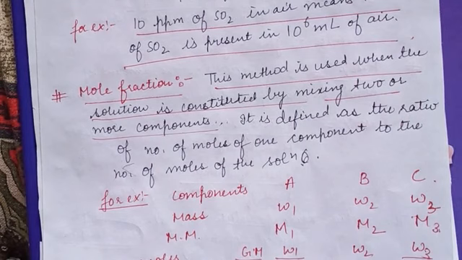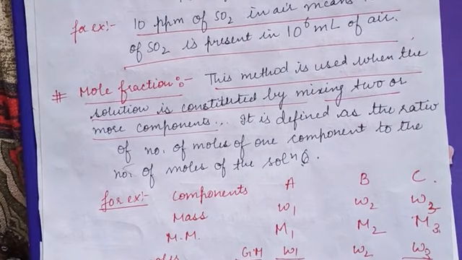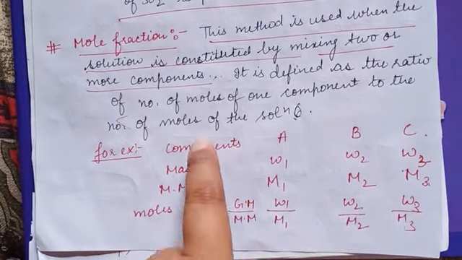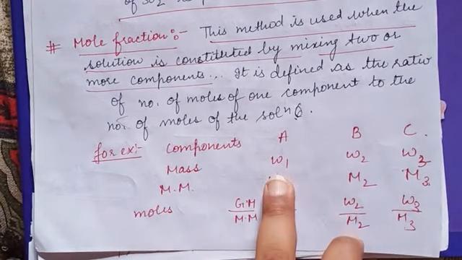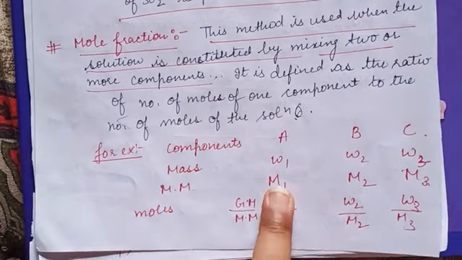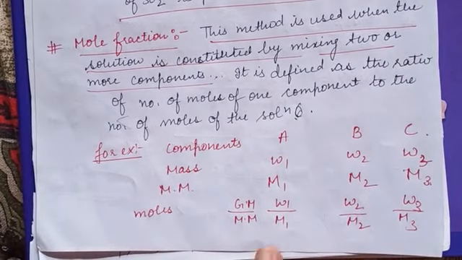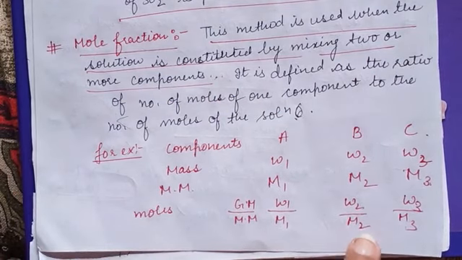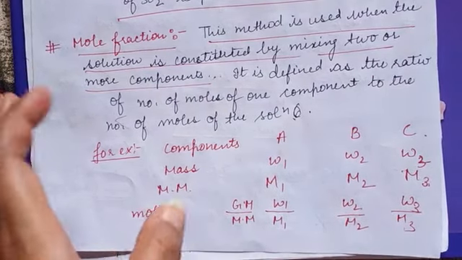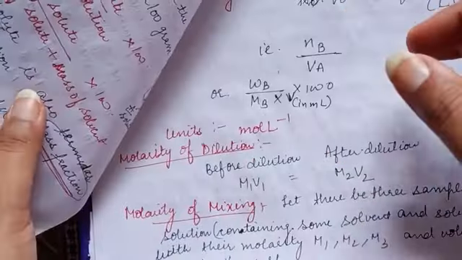Like the mean or average, it is number of outcomes upon total number of outcomes. Similarly, now components A, B, C are 3 components. Consider their masses, suppose W1, W2, W3 and molar masses M1, M2 and M3. The formula for moles you have already done in the mole concept: given mass by molar mass, that means W1 by M1, W2 by M2, W3 by M3. Now how to calculate the mole fraction?